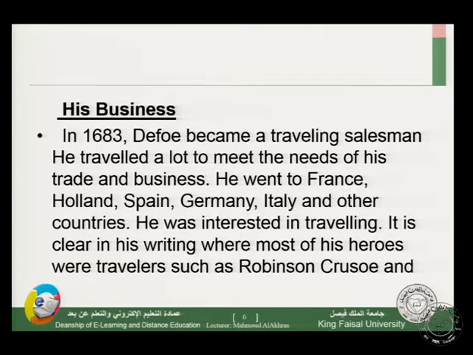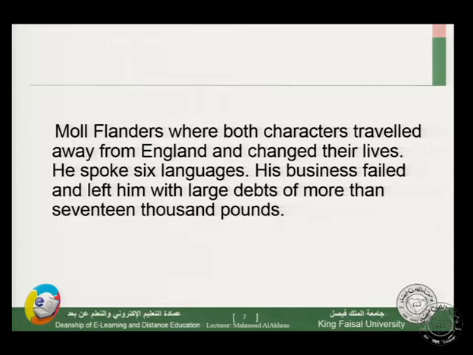Remember that we said that traveling could achieve individualism for a lot of people in the 18th century. It is clear in his writing where most of his heroes were travelers, such as Robinson Crusoe and Moll Flanders, where both characters traveled away from England and changed their lives. So most of his heroes and heroines are travelers. We have Robinson Crusoe, Moll Flanders, and other novels. We are going to see the impact of this aspect of his life.